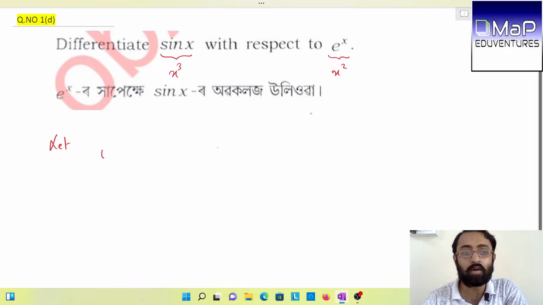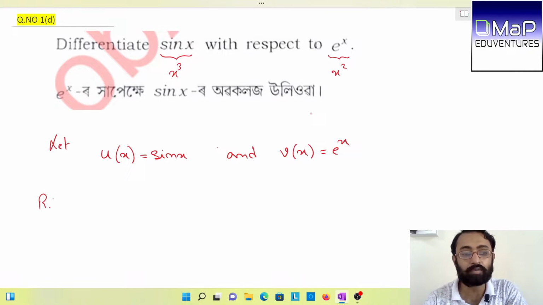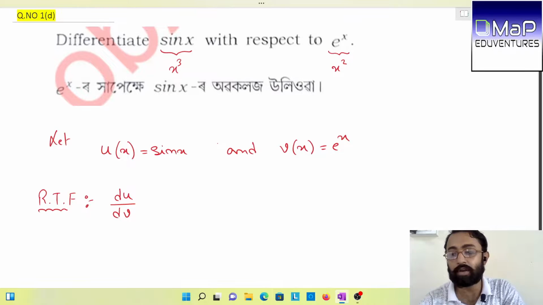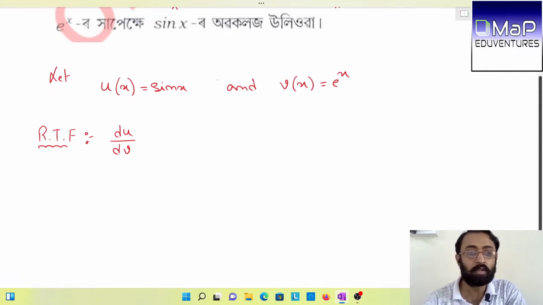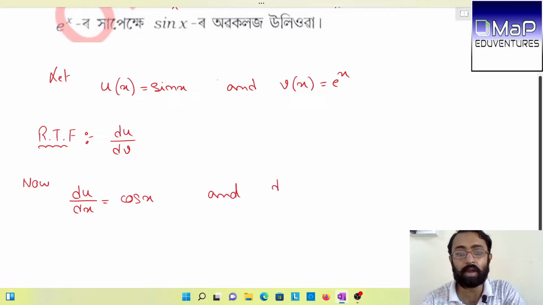As before, let us take u of x as sin x and say v of x equals e to the power x. Okay, so we are supposed to find du by dv. Now, as we remember, it is a parametric function, so we will find du by dx first. So du by dx is what? Cos x. And also we will find dv by dx. What is dv by dx? It is e to the power x.